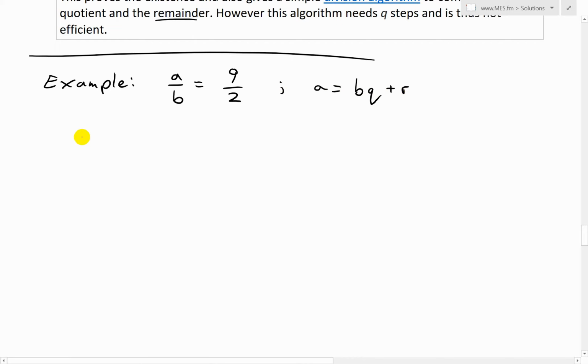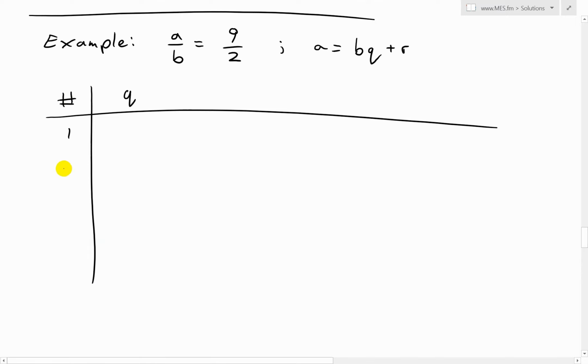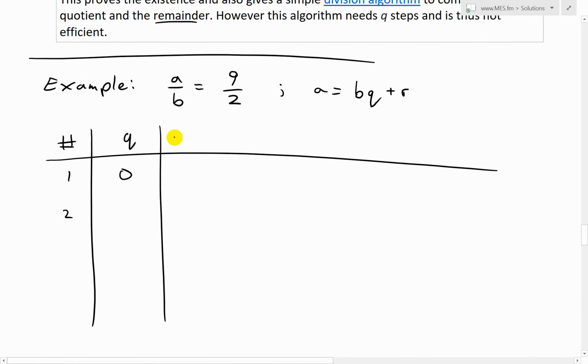And what we'll do is make that giant table like this. So we have the number like this, and now we have the q values here. So number 1, 2, and so on. So the first one we have q is 0, and then we have r, rearranged, equals a minus bq. A is 9 minus, and now we have b, which is 2, times q, and then we do our check, is r less than b, where b is equal to 2, and then put the question mark like that.